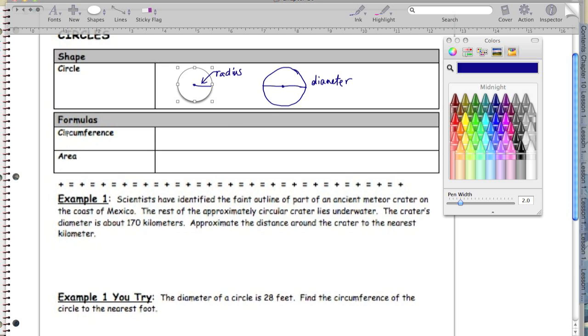Now we have two things here. Notice we have circumference now. We used to have perimeter. They essentially mean the same thing, but circles are the only things with circumference. So the circumference is the distance around a circle. And the formula for that is going to be C equals 2 pi r. Okay? So we're introducing something here that's important, and that's pi.